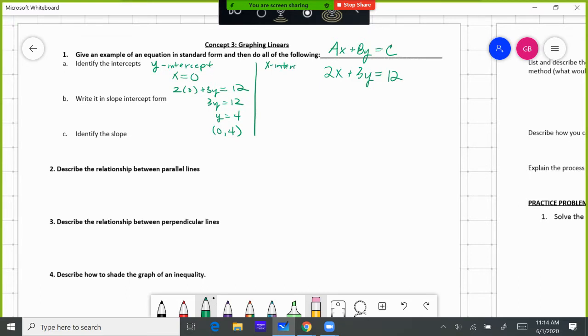For the x-intercept, y is going to be 0. So if I plug in 0 for y, you get 2x is equal to 12. And if you divide both sides by 2, x is equal to 6. So the x-intercept is (6, 0).